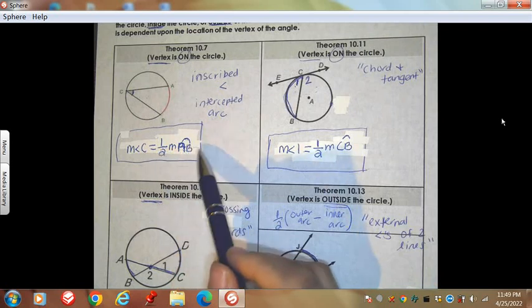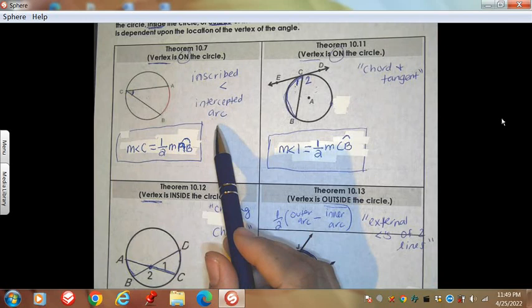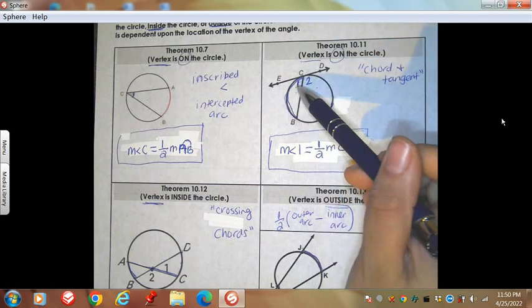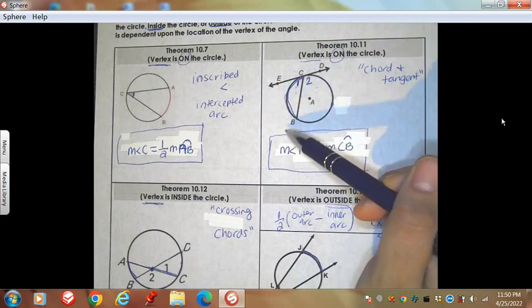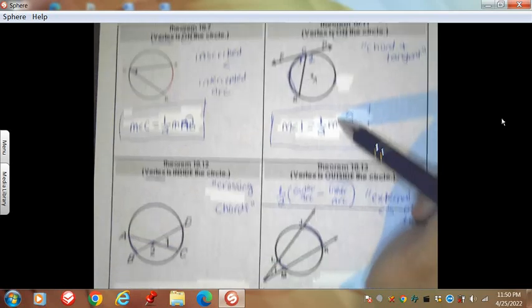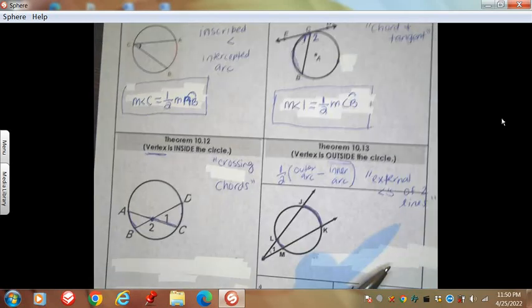In this case, it's called an intercepted arc. You could technically still call this an intercepted arc. It just looks a little different. So look for the angle and the arc that's creating that angle, and it's always going to be 1/2 of the arc. Okay, so that's what happens when it's on the circle. Let's see the next 2 scenarios.